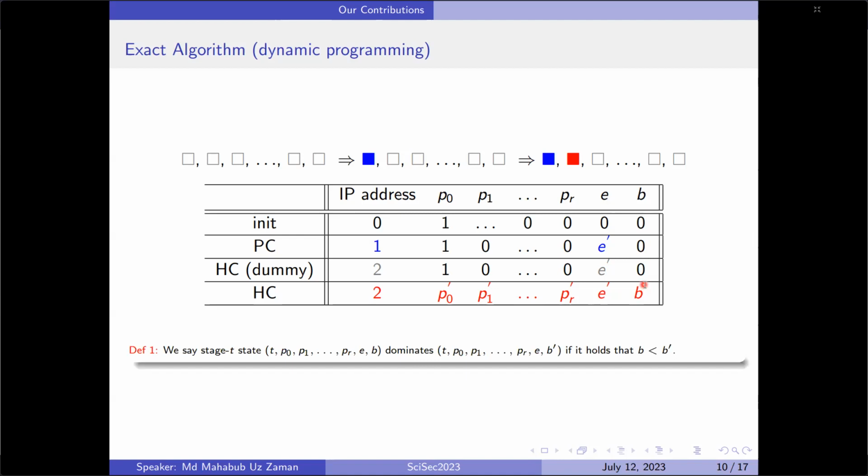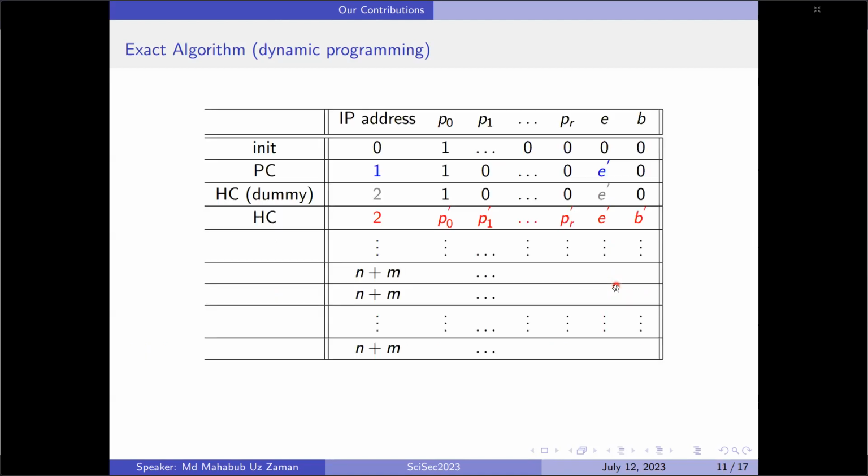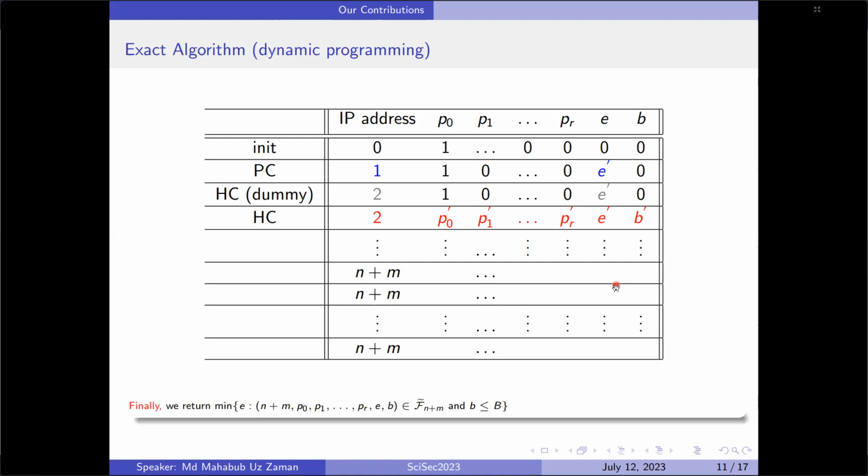And every IP address we move sequentially, we can eliminate some of the states. So if two states have the same expected loss, we will keep the cheaper version and remove the costlier version. This is how we populate until we reach the n plus m IP address. When we reach the last IP address, we only keep the n plus m, the last IP address, and we return the minimum of the expected loss from our record. And also we have to keep in mind that the total incurred cost cannot be greater than the budget B.